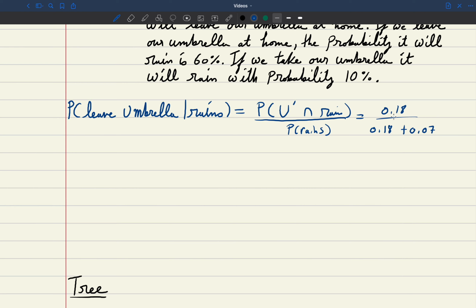The only thing that's left to do is the arithmetic. So we should be able to go 18% per 100 over 18 and 7, which would be 25%. So we have 18 over 25, and there we go. That is what I believe the answer should be. If you want to plug 18 over 25 in your calculator, it would be roughly 72%.